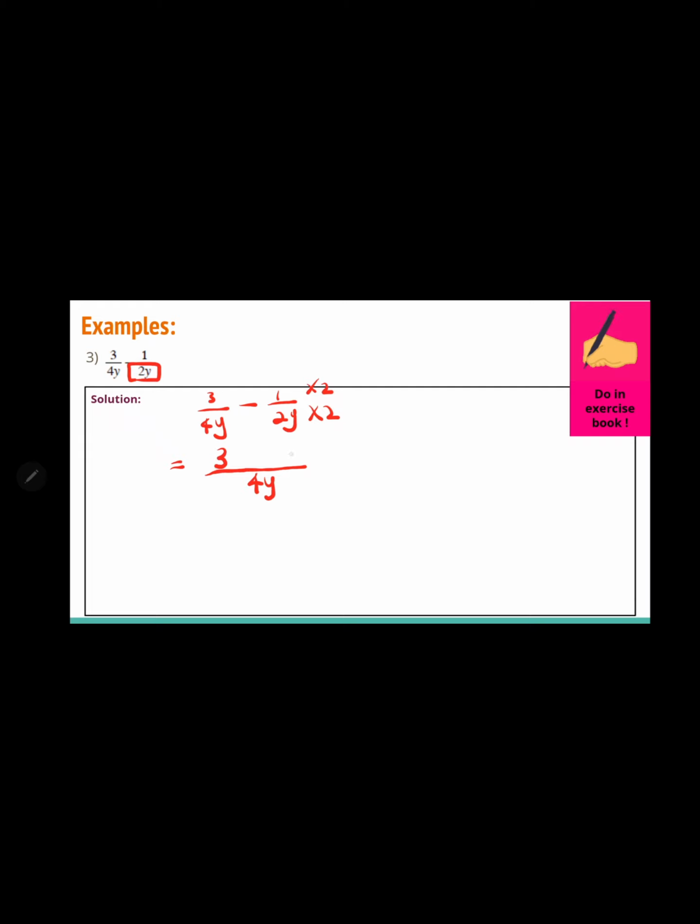So here is 3. So 1 minus 1 multiplied by 2, you get 2. So 3 minus 2 is 1. Okay, any problem? Easy lah. So this example is just to make the denominator the same. If you have problem to do this, please let me know, yeah. Okay, 10 seconds to write down.